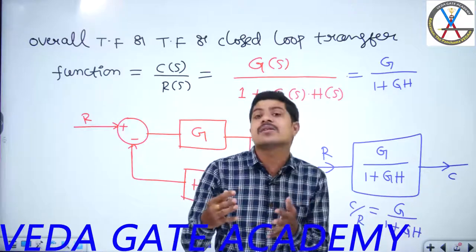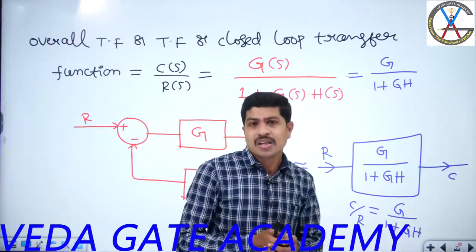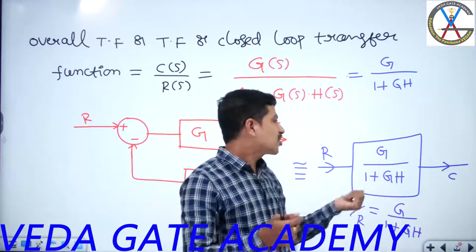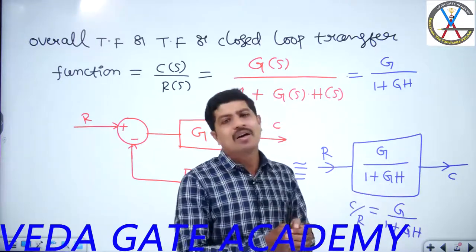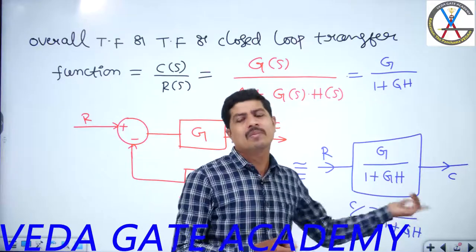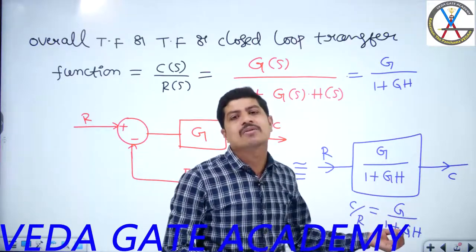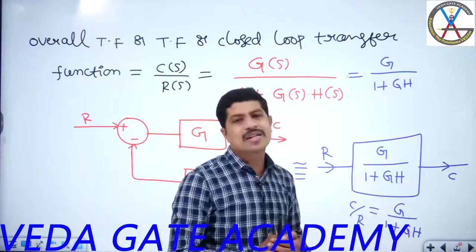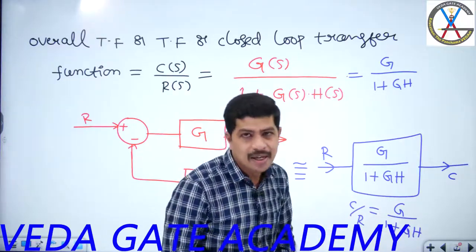I'll repeat the statement. By looking at the figure, simply let's take the value of G as 1 and H as 1. How much are we going to get? 1 by 1 plus 1, which is 1 by 2. The transfer function is equal to 0.5. Or suppose G is equal to s and H is equal to 1. What is the transfer function? s by s plus 1.